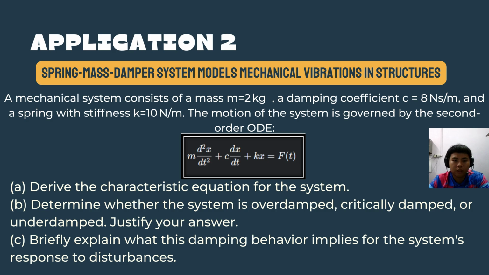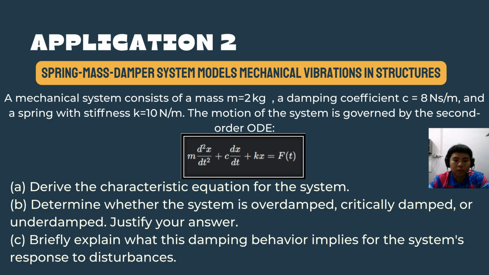So our question today is about the application of second order ODE in spring mass damper system models, mechanical vibration in structures. So without further ado, let's begin. A mechanical system consists of a mass of m equals 2 kilograms, a damping coefficient of c equals 8 Newton seconds per meter, and a spring with stiffness k equals 10 Newtons per meter.